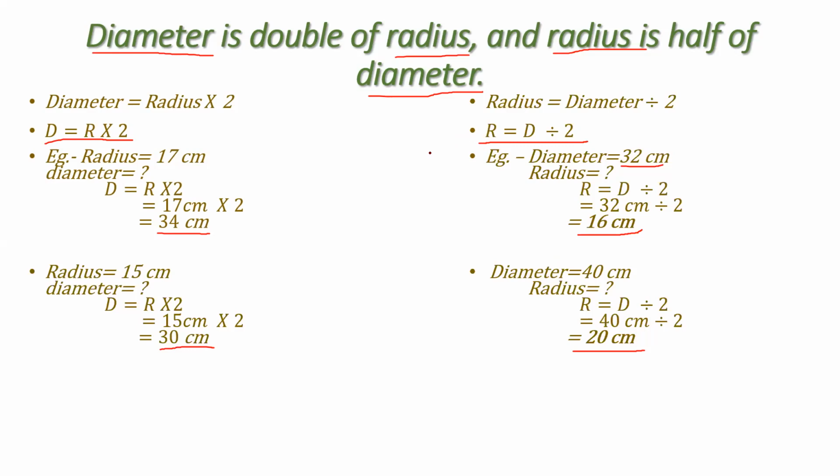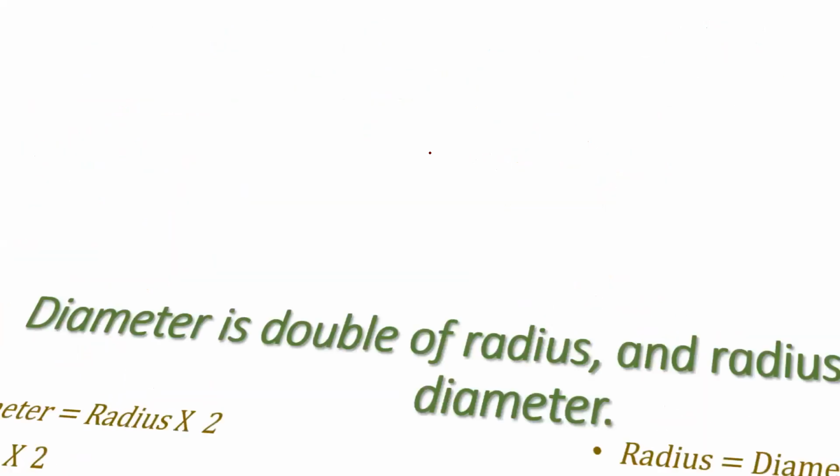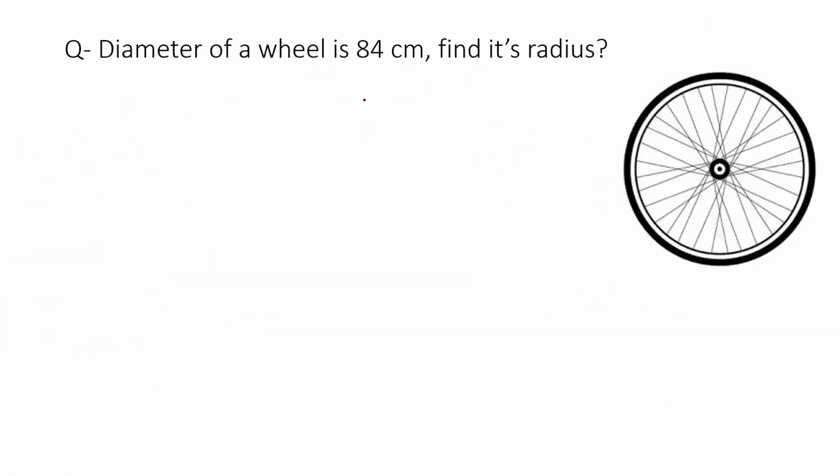Let's take one more example in the form of a word problem. If it is given in the form of a word problem, then how will you find the answer? Here the problem is: diameter of a wheel is 84 centimeter, find its radius. So let's see what will be the radius of this wheel if the diameter is given 84 centimeter. How will we find it? Let's see here.